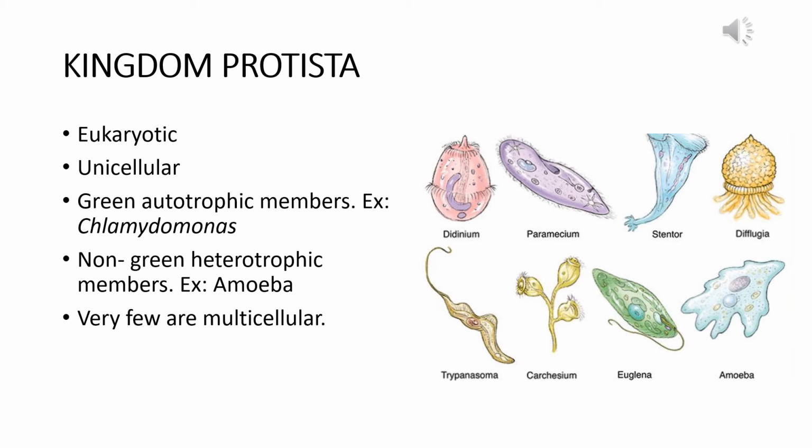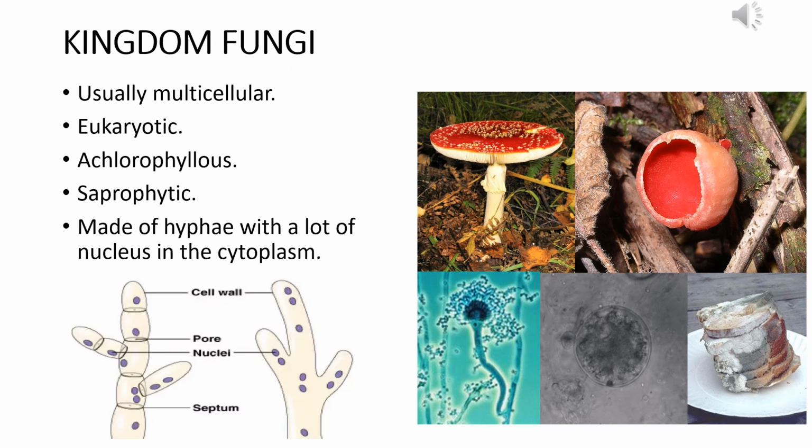Example is Chlamydomonas. And similarly, there are some other non-green members which do not have chlorophyll in their body, so they cannot make their own food, and they are called heterotrophic, and example is amoeba. Most of the members of kingdom Protista are unicellular, but very few are multicellular as well.